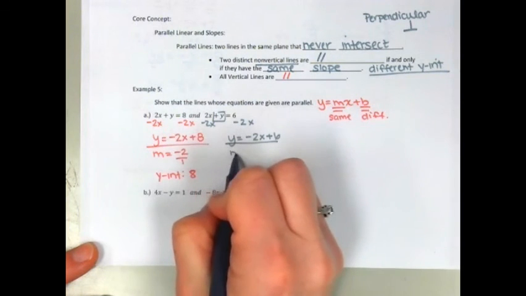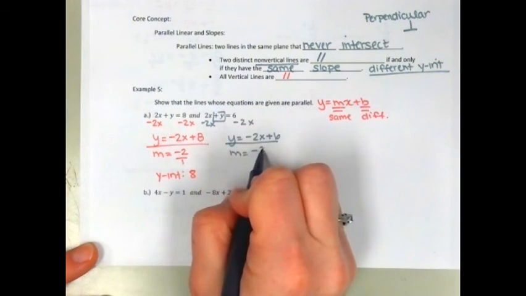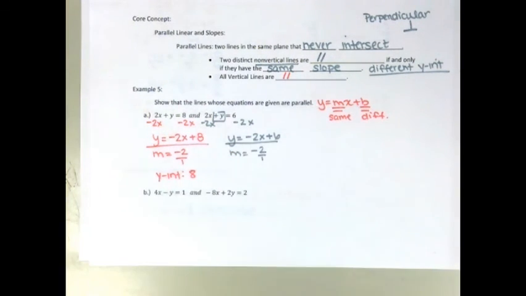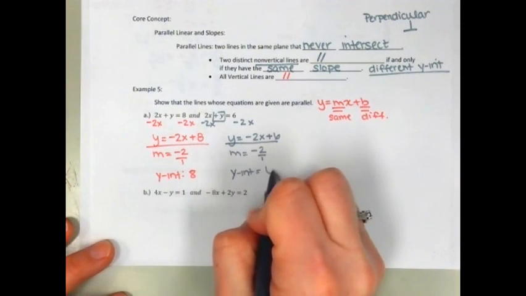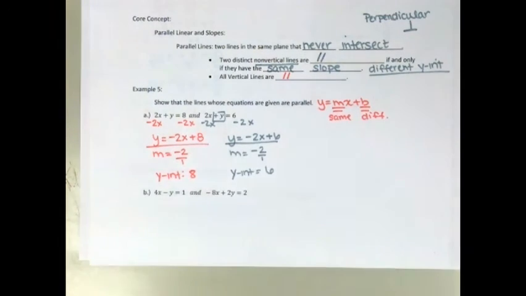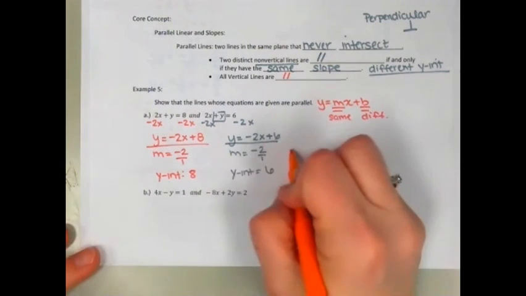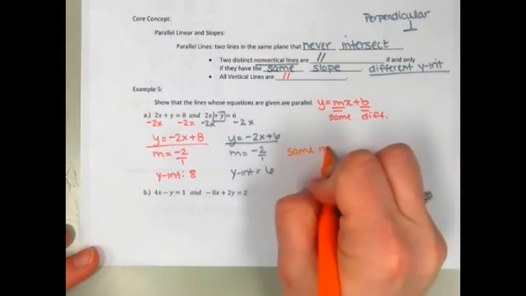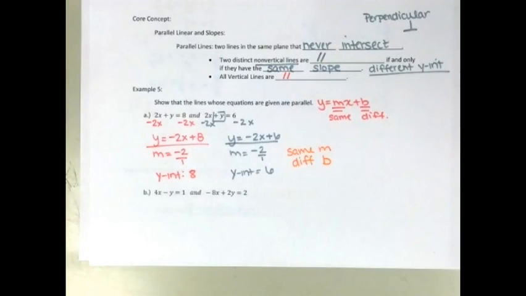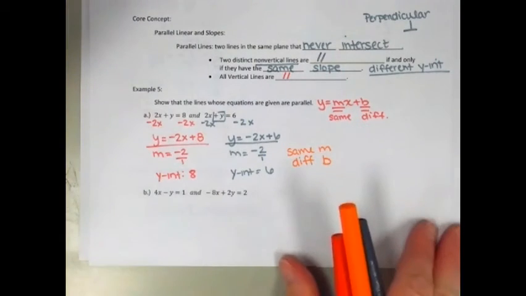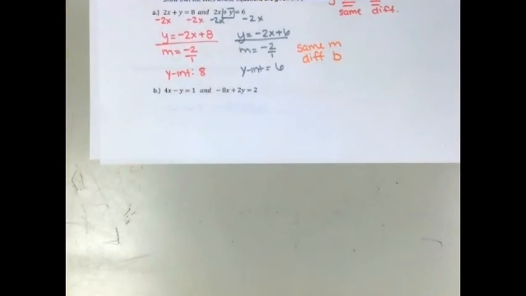So what's my slope? Negative 2, or negative 2 over 1, however you want to write it. And what's my y-intercept on this one? 6. So what do we notice? They have the same slope, same m, but different y-intercept, different b. That's fine. And you guys just showed that. Okay. Do you guys think you could do it for b? Yeah, go ahead and do that. Go ahead and put that into y equals mx plus b for both of those.